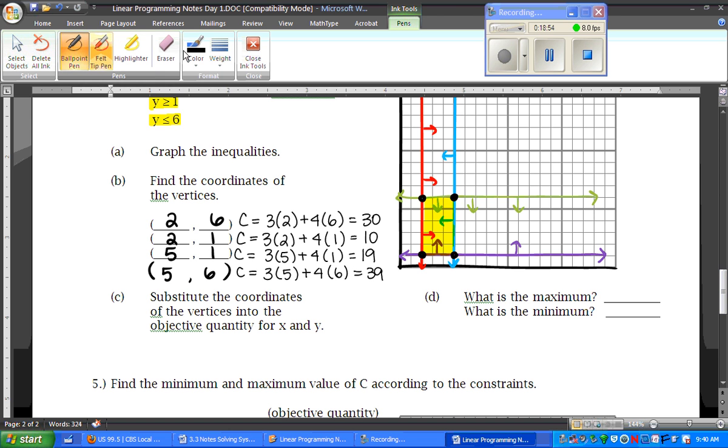If I compare all of those numbers, the maximum is 39, and it happens at 5, 6. And the minimum is 10. It happens at 2, 1.